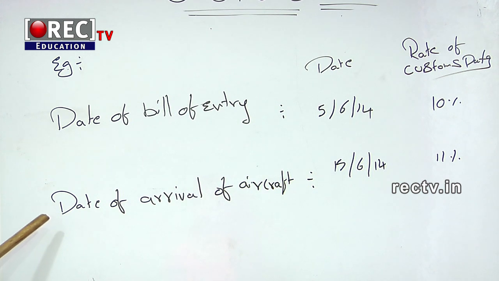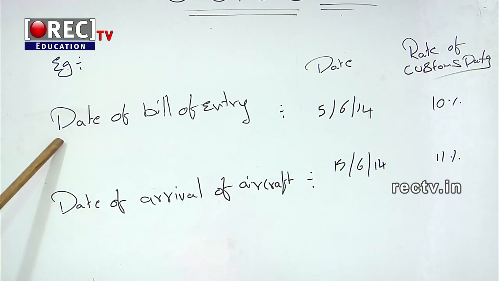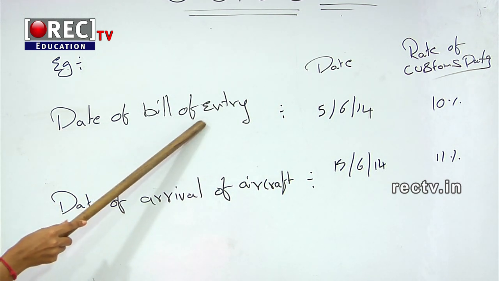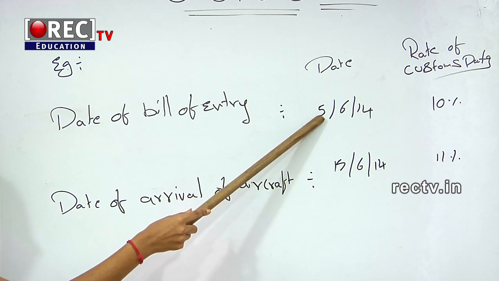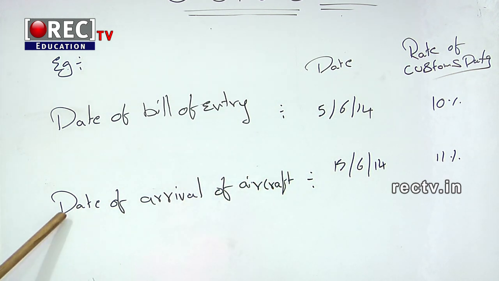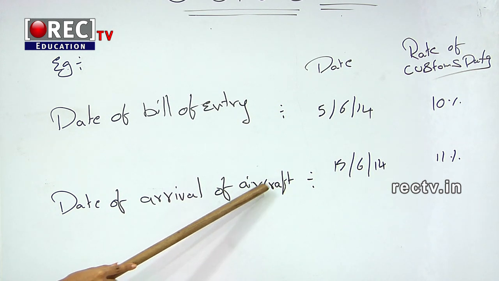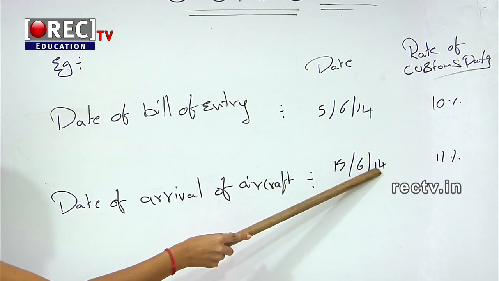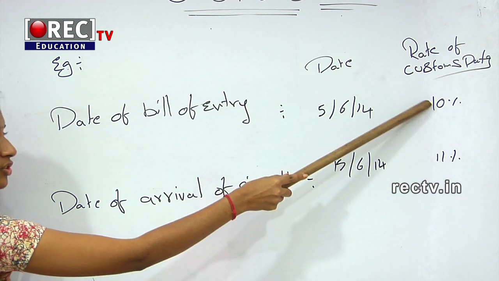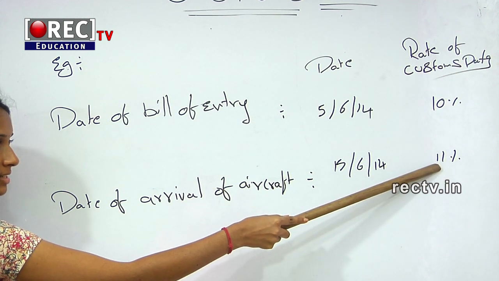Let us understand the previous section by using the following simple example. Here in the given example, the date of bill of entry is 5th June 2014 and the date of arrival of aircraft is 15th June 2014. Here the question arises: which rate of customs duty is to be considered?